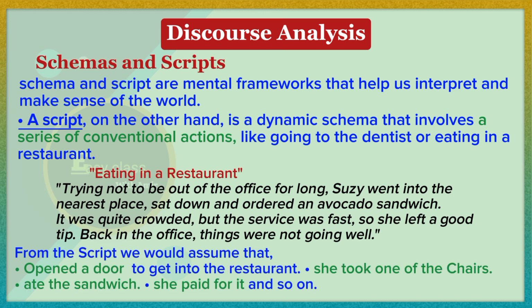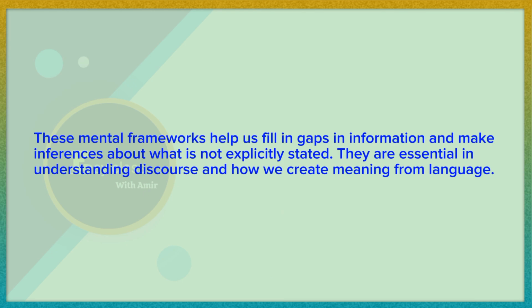From the script, we would assume that Susie opened a door to get into the restaurant. That she took one of the chairs. That she ate the sandwich. Then she paid for it, and so on. These mental frameworks help us fill in gaps in information and make inferences about what is not explicitly stated. They are essential in understanding discourse and how we create meaning from language.